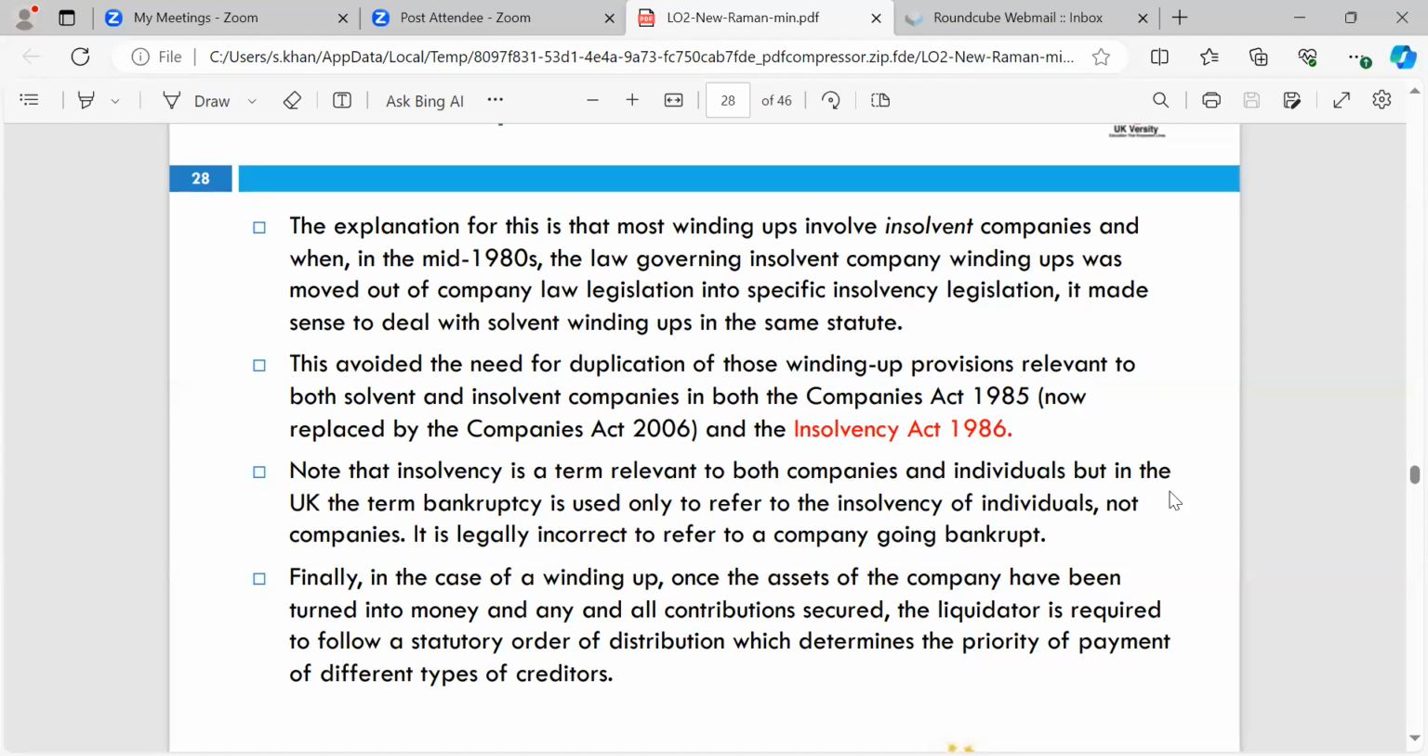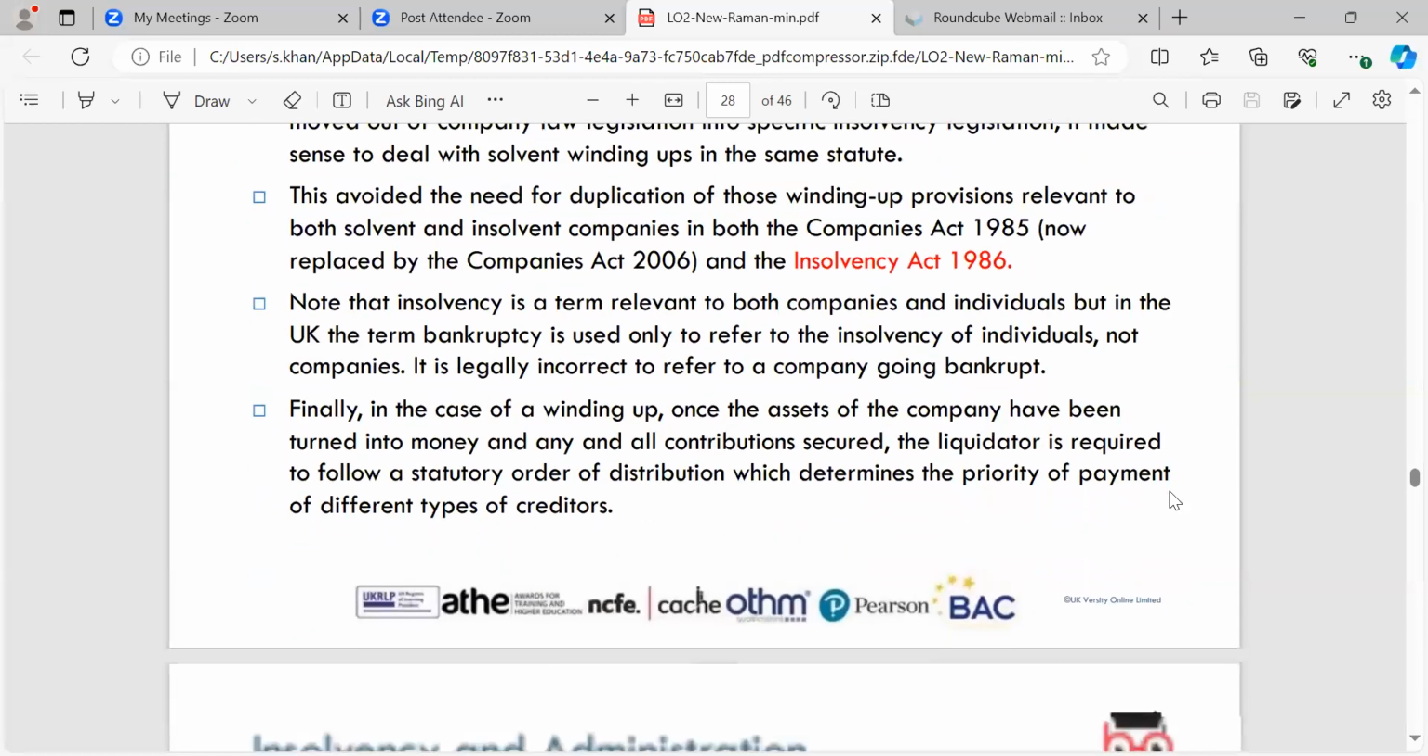So there was a need to have the winding up and the insolvency in one statute under the Insolvency Act, a separate statute, because it worked better for them in regards to the Companies Act having it in there.